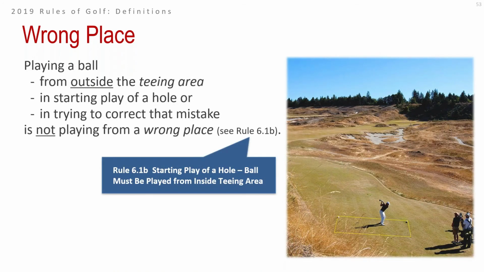So when you're playing a ball from outside the teeing area in starting play of a hole or trying to correct a mistake, you're not actually playing from a wrong place. You haven't started that hole. So if you tee the ball up in front of the tee markers, 2 feet, 3 feet, whatever it might be in front of the tee markers, you haven't played from the wrong place. You technically haven't played.